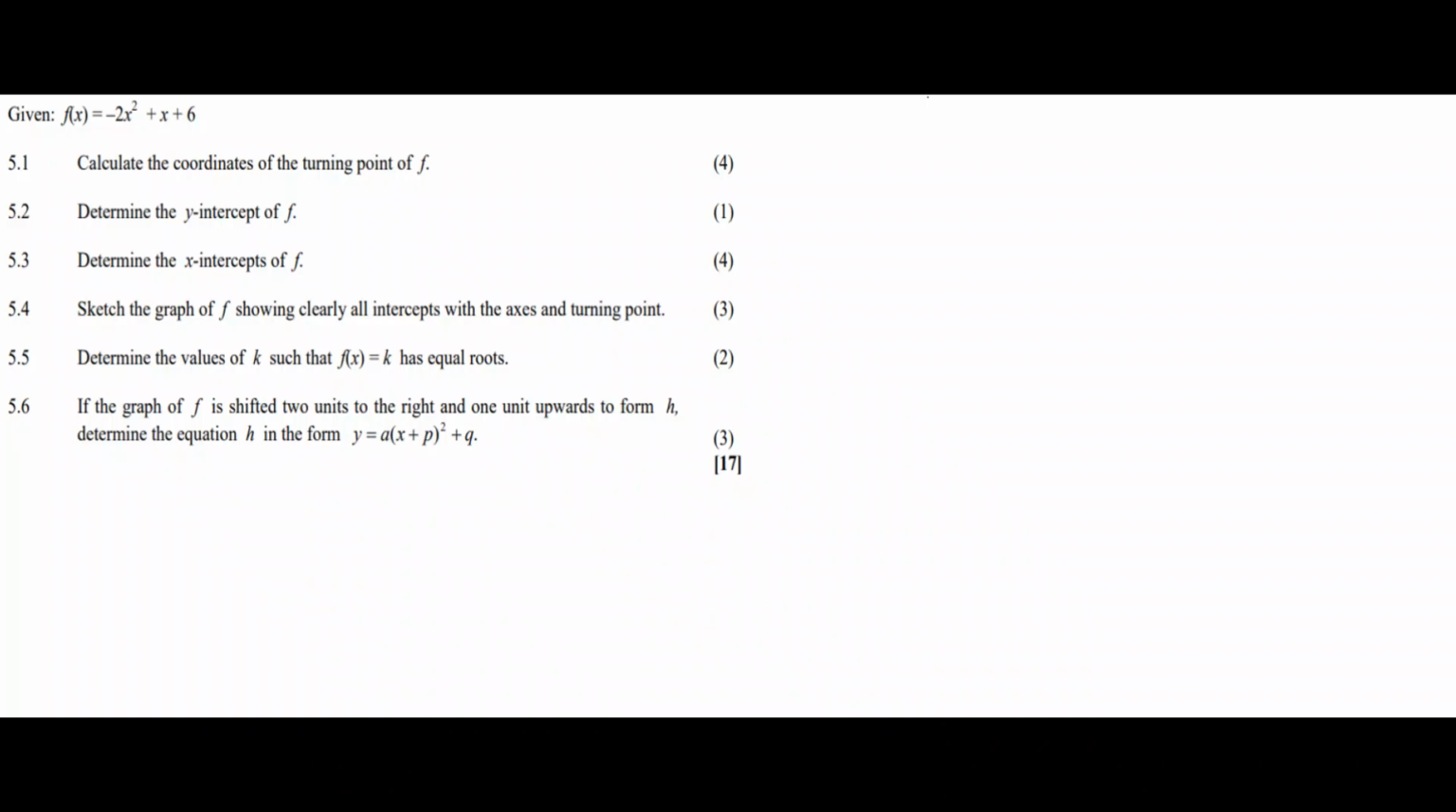So let's get straight into the first question. Here we are given a function, f of x. If you can see it there, f of x equals negative 2x squared plus x plus 6. So it's copied down correctly there. The first question, 5.1, asks us to calculate the coordinates of the turning point of f.